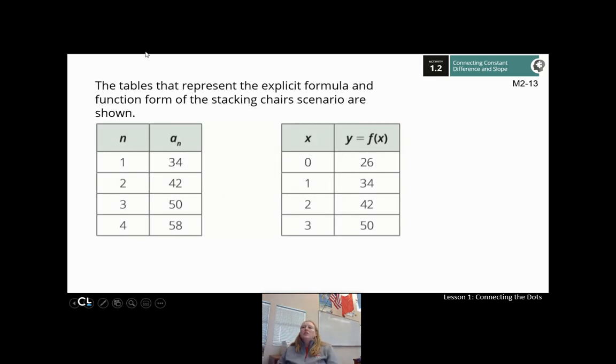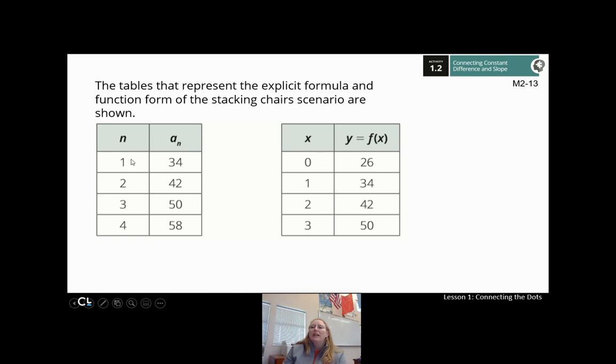So the tables that represent the explicit formula and the function form of the stacking chairs scenario are shown up here. So I've got my stacking chairs. This is my explicit formula. We start at 1, right? So 1 chair is 34, and then 2 chairs is 42, 3 is 50, 4 is 58. And then, of course, we have it in function form, only we started at 0 is 26, 1 is 34, 2 is 42, 3 is 50.